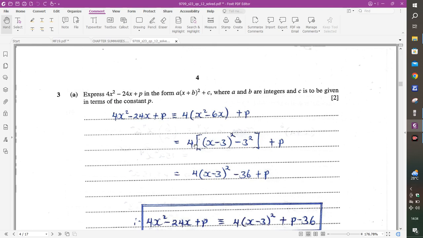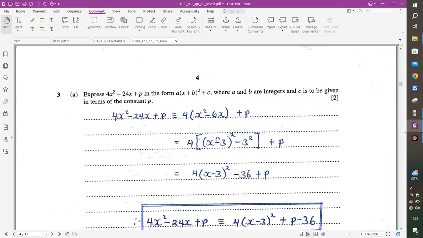4, now we open the brackets. So 4 times the whole of this, it will be now 4 into (x minus 3) squared. And then 4 times 3 squared is 9. So 9 times 4, that is 36. So we have minus 36 plus p. Now the whole of this, p minus 36, is our c they are talking about here. That's why they say that c is to be given in terms of p. So the whole of that c is this p minus 36. Our a is the 4 and our b is minus 3.